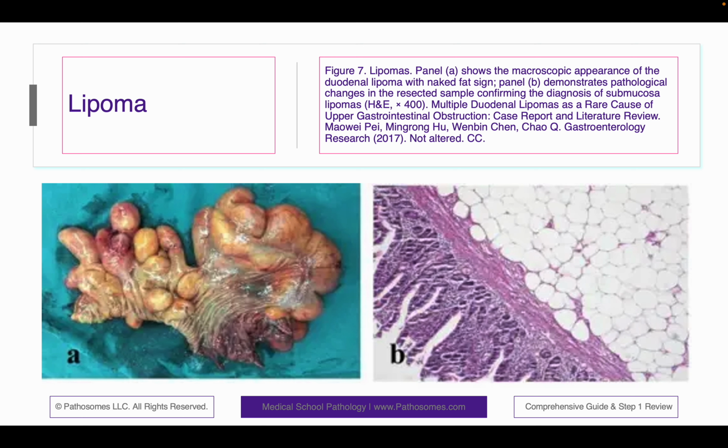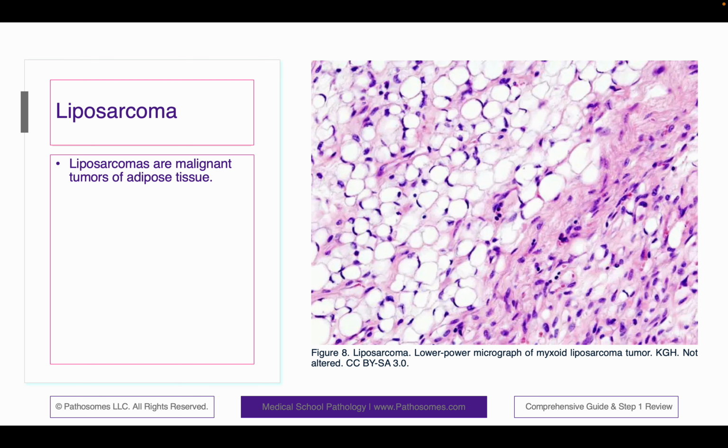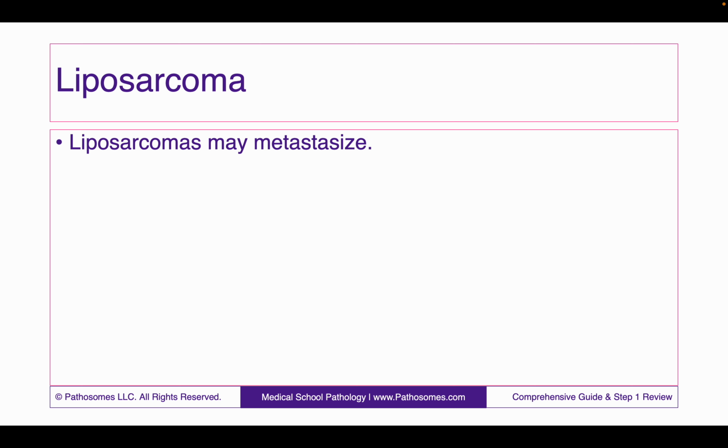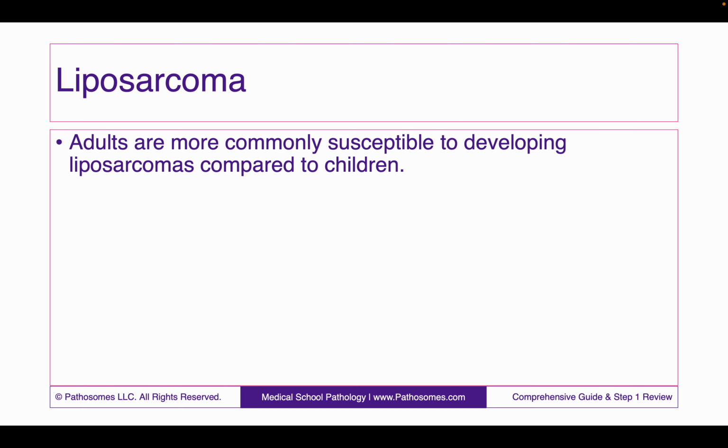Now, liposarcoma is malignant. Liposarcomas are malignant tumors of adipose tissue. To the right here, we have a myxoid liposarcoma. Liposarcomas are very rare compared to lipomas, their benign counterparts. Liposarcomas may metastasize. Adults are more commonly susceptible to developing liposarcomas compared to children.